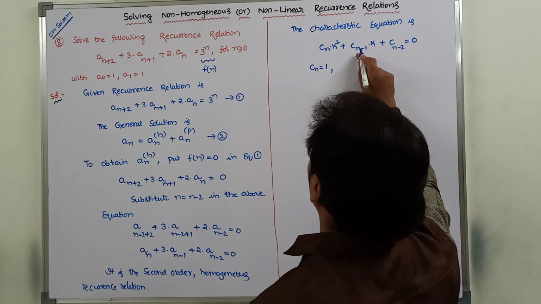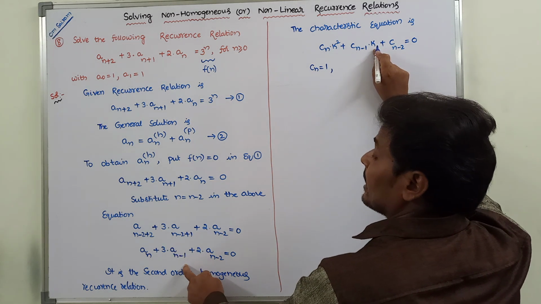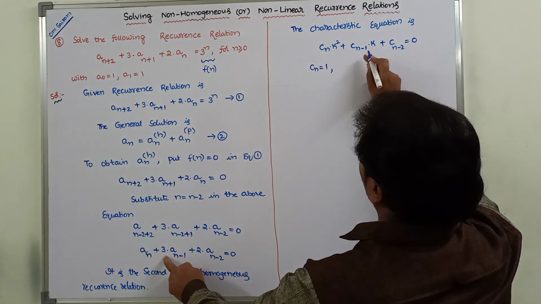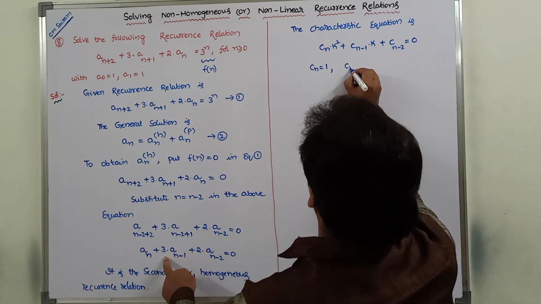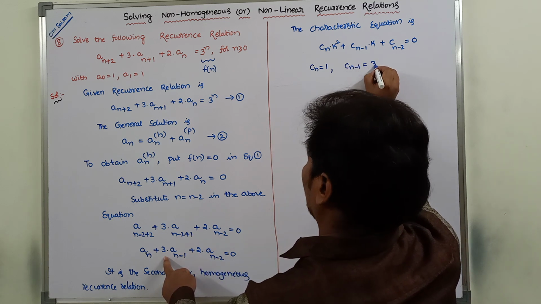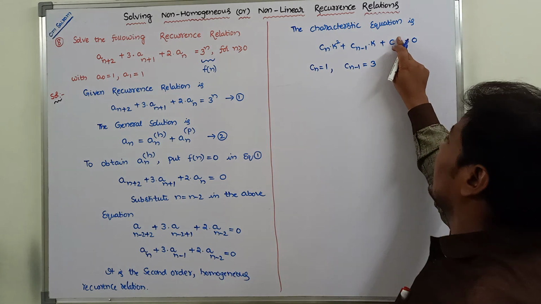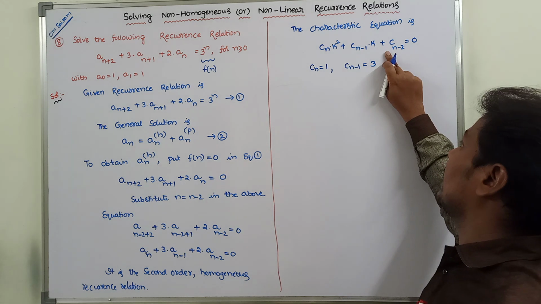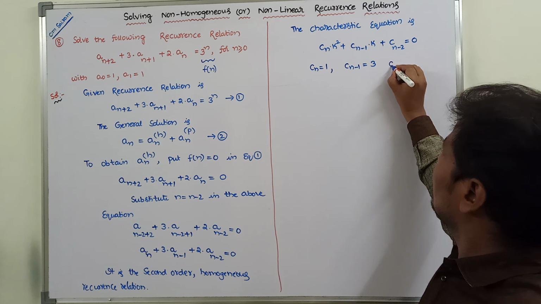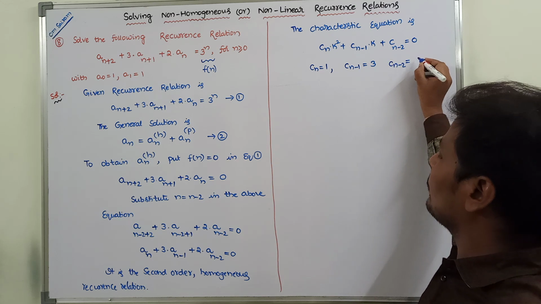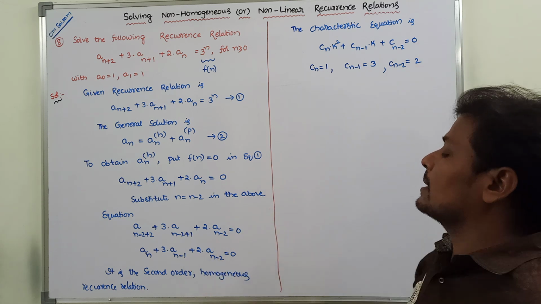Next one, the coefficient of a suffix n minus 1 is 3. Here k is nothing but a suffix n minus 1, and its coefficient is 3. So now we are comparing this equation with this equation. Then C suffix n minus 1 is equal to 3. Next one, a suffix n minus 2 coefficient is 2 and C suffix n minus 2 coefficient is 1. So therefore C suffix n minus 2 value is equal to 2.